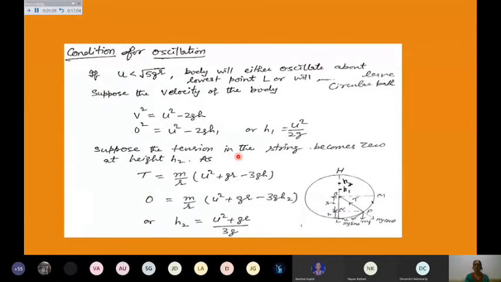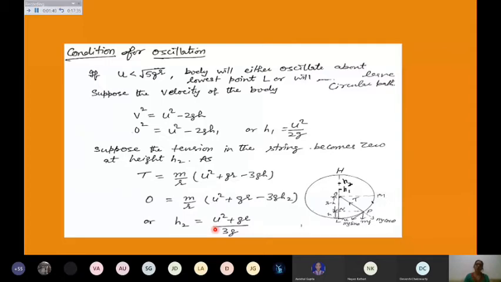Now we are supposing one more thing, that let the tension become 0 at some height h2. At h1 we are assuming velocity is becoming 0. At h2 height the tension is becoming 0. Then the equation which I have derived for tension at any point, I will put T equals to 0. Then I can get the value of h2 by keeping h equals to h2. And I am getting h2 coming out to be (u square plus gr) divided by 3g. So this is the expression for h2.